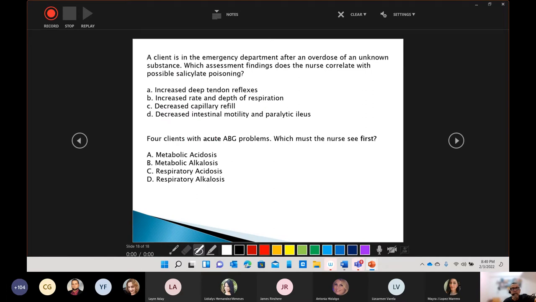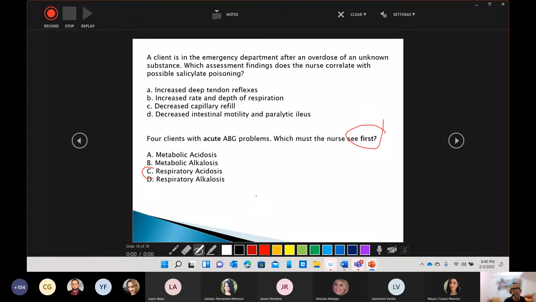For client with acute ABG problems, which you see first? Who answered this question? She. Exactly. The patient with respiratory acidosis. Because it's somebody that is either having a problem in the respiratory center, or is having a problem in the airway, or is having a problem in the muscles that make you breathe.